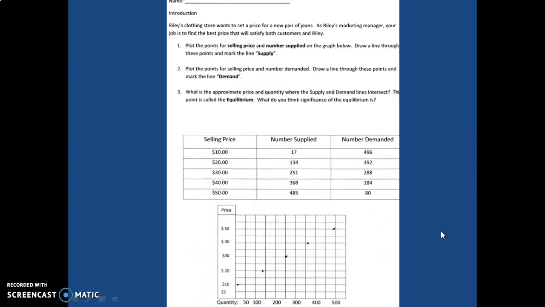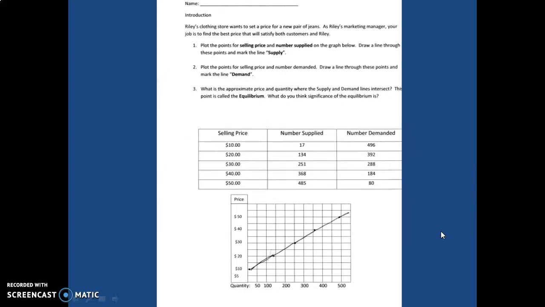Okay, so this is what your first task will look like, and then what you are to do is to actually connect those dots, and when you connect the dots it will look like this, and that looks a whole lot like a supply curve or a supply line to me. This is the supply line for Riley's jeans, or for jeans at Riley's Store. So that's completing task number one.